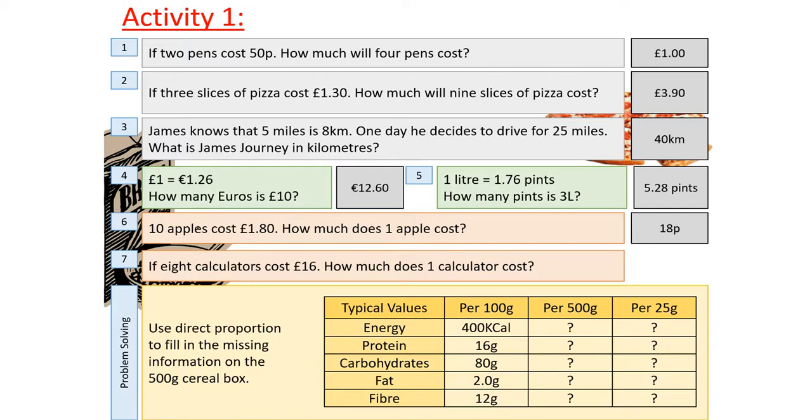Question 7, if 8 calculators cost £16, how much does 1 calculator cost? To get from 8 to 1, you have to divide by 8. So then you have to do 16 divided by 8, which gives you an answer of £2 per calculator.